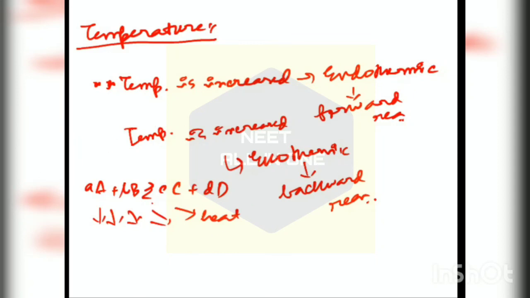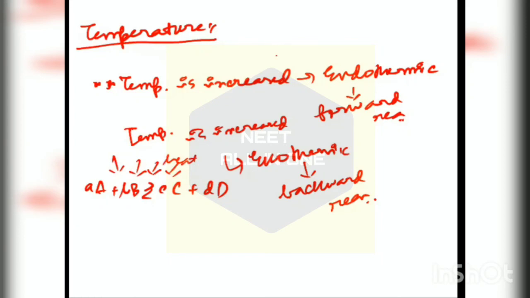Now think that this is the opposite case. That means it is an endothermic reaction. When it's happening in the forward direction, the reactants are forming the product. It is absorbing heat from outside and we are giving it heat from outside. So the forward reaction gets more power there, right? So in an endothermic reaction, if the temperature is increased, it favors the forward reaction.